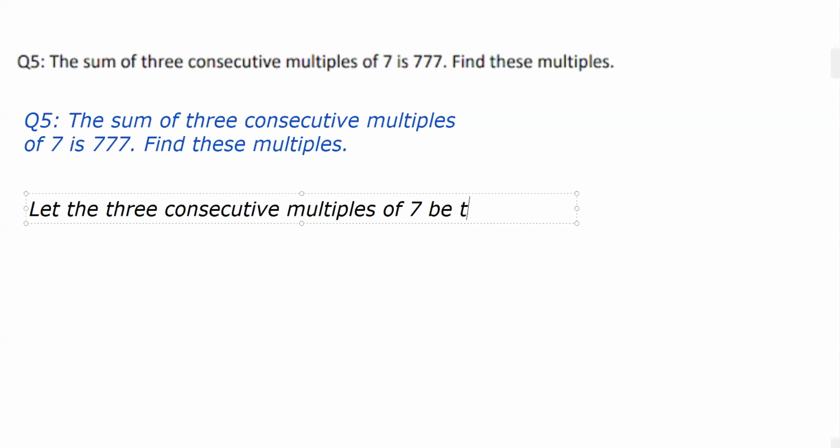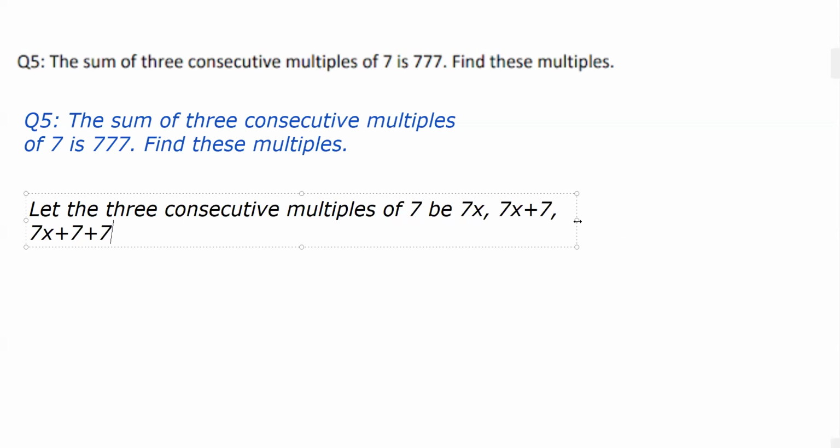7 multiplied by some number. So I'm taking that as x. So it could be 7x. Then next, you should know that from the preceding one, if you add 7, you get the next multiple. So we have 7x as the first, 7x plus 7 is the next one, and if you add 7 to this, you'll get the next multiple of 7.